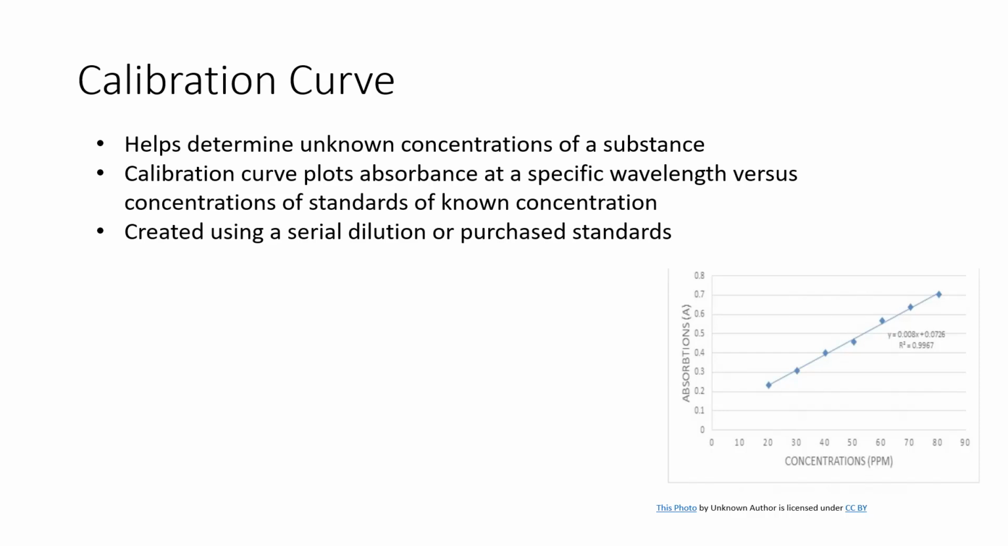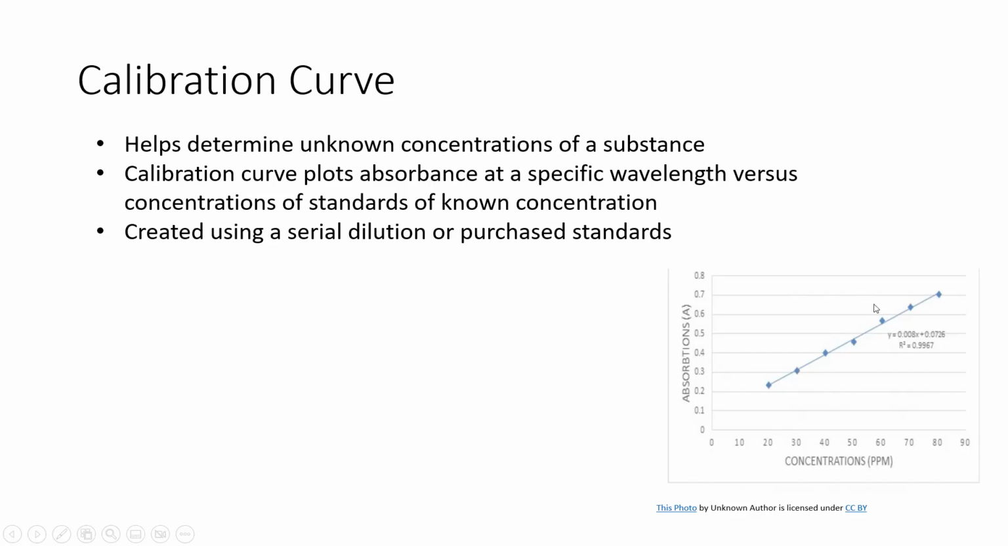A calibration curve. When we're first trying to measure a substance, and we're looking for a very specific substance within a mixture of a sample, it's good to start out with a calibration curve. It helps us determine an unknown concentration of a substance. A calibration curve plots the absorbance at a specific wavelength versus the concentrations of standards of known concentration. These standards can either be prepared using a serial dilution, or we can purchase standards.